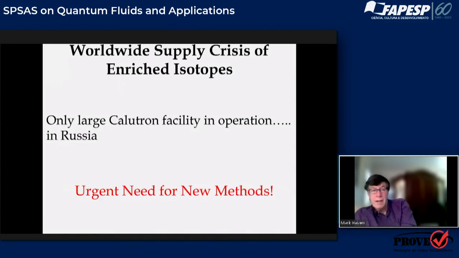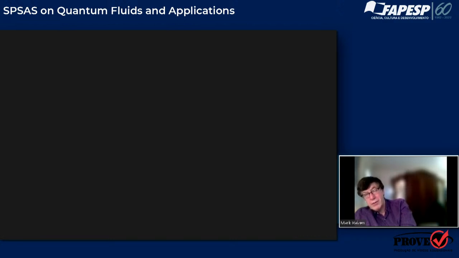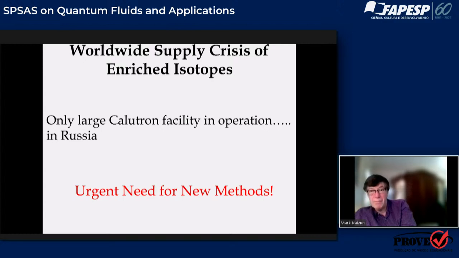But the problem is there's a worldwide supply crisis of enriched isotopes. And that's because the calutron, even though it was invented in the U.S., the large calutrons in the U.S. at Oak Ridge National Lab shut down in the late 90s because they were so expensive to run. And today, the only large calutron facility operates in Russia.